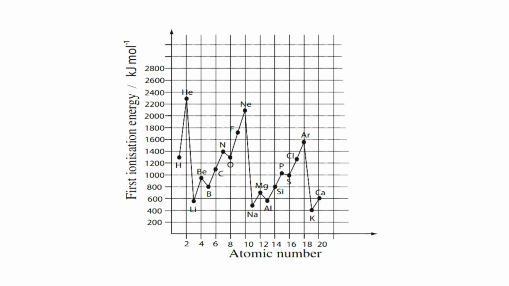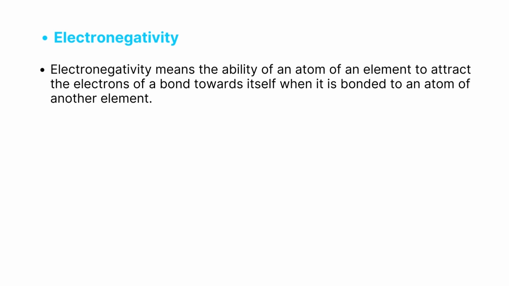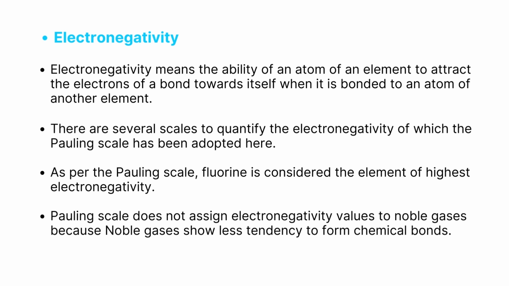So now let's look at electronegativity. Electronegativity means the ability of an atom of an element to attract the electrons of a bond towards itself when it is bonded to an atom of another element. More about electronegativity will be discussed under the unit on chemical bonds. There are several scales to quantify electronegativity, of which the Pauling scale has been adopted here. As per the Pauling scale, fluorine is considered the element of highest electronegativity. The Pauling scale does not assign electronegativity values to noble gases because noble gases show less tendency to form chemical bonds.